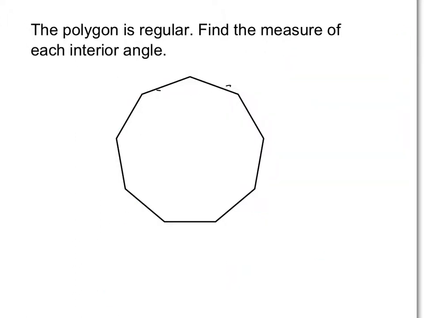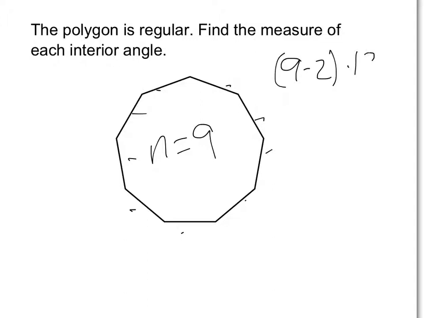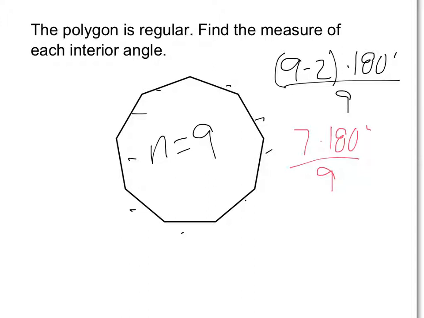Okay, let's run through another one here. This is a 1, 2, 3, 4, 5, 6, 7, 8, 9, so it's a nonagon, so n is 9. So we just plug in our formula, so n minus 2 times 180 and divide by 9. Okay, so then we take 7 times 180, divide by 9. 7 times 180 is 1260. And then divide that by 9, and we get 140. So each one of these individual angles is going to be 140 degrees.